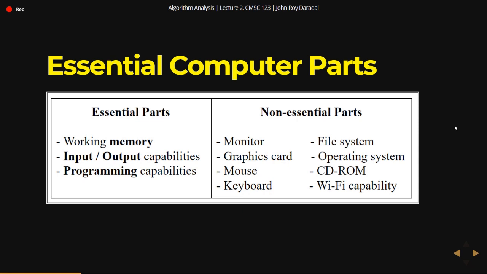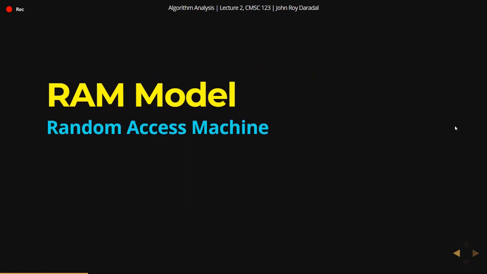So in analyzing algorithms, we only need three essential parts. That is the working memory, input and output capabilities, and programming capabilities. The rest of the computer parts are not really essential in analyzing algorithms. So things like monitor, graphics card, mouse, keyboard, file system, OS, CD-ROM, and Wi-Fi capabilities, you don't need those when analyzing algorithms.